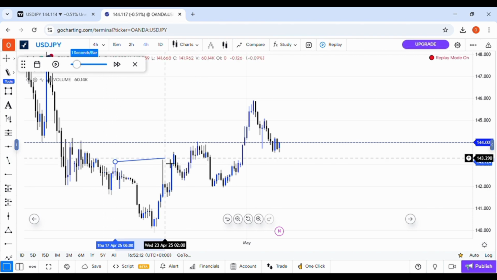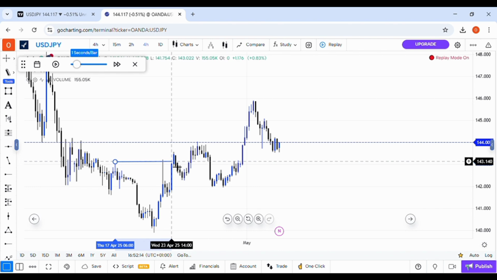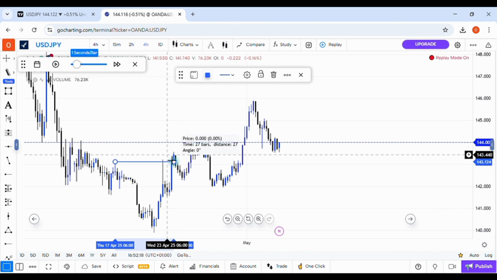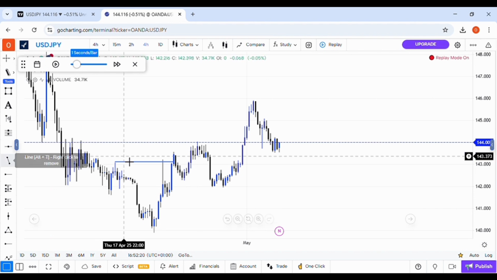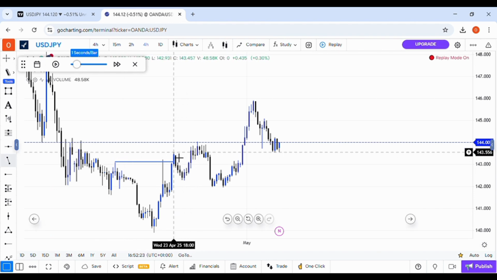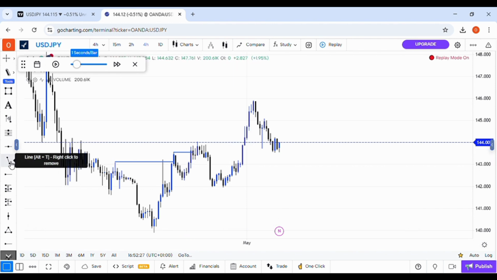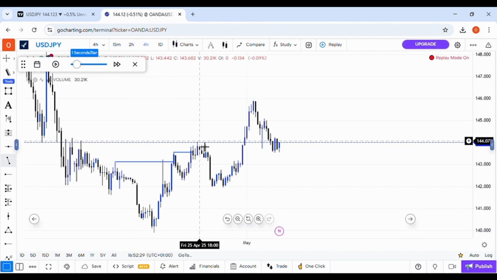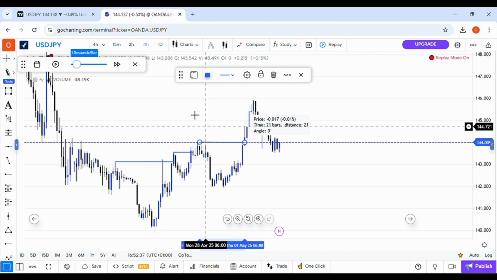First of all, this is a change of character. This is our break of structure. And this is a recent break of structure. Mapping out our recent break of structure, what else do we need?